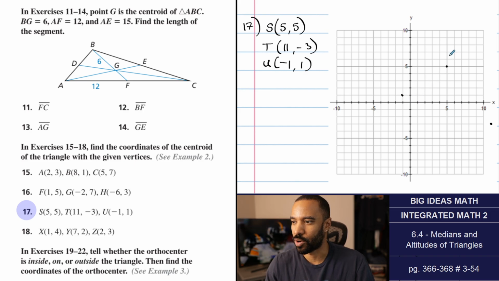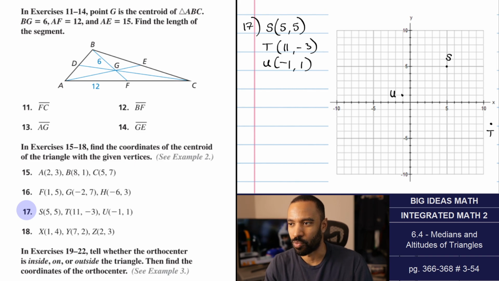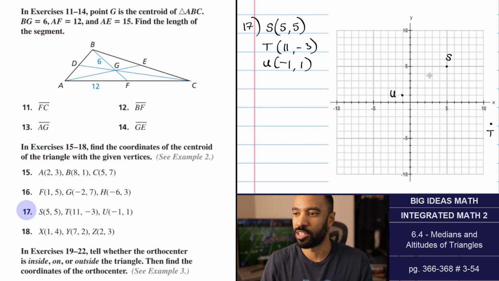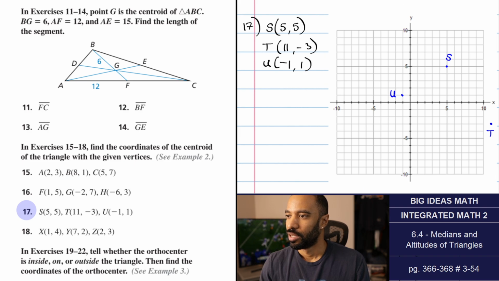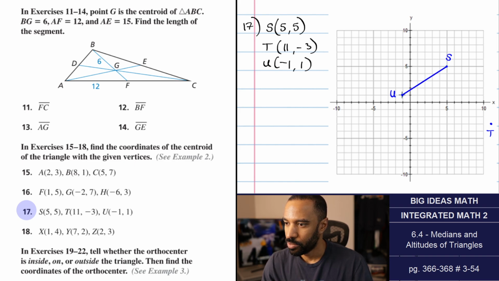I kind of like the bigger triangles when it comes to being able to explore more of the space. If it's too condensed, it's hard to kind of draw things. I kind of messed up in one way, though. I made these black. I want to make these blue, or at least a different color. All right. Let's go. I'm going to go from S to U, from U to T, and from T to S.